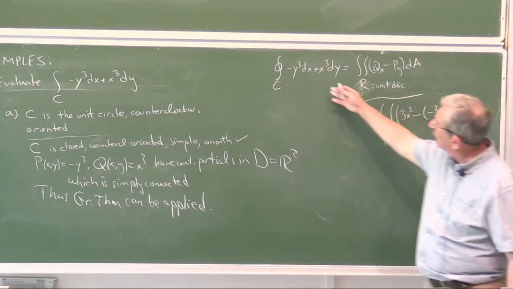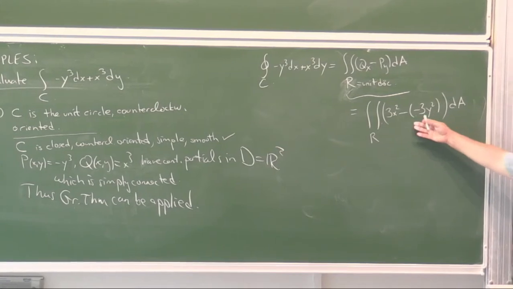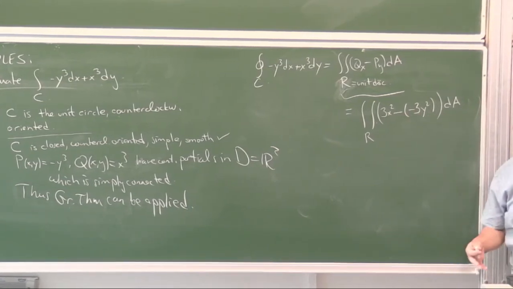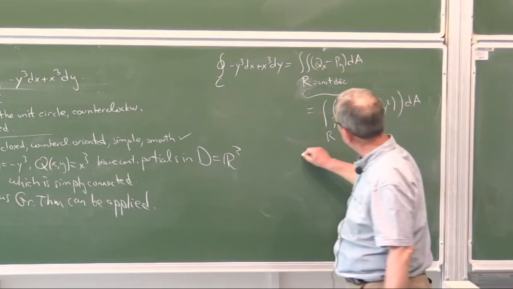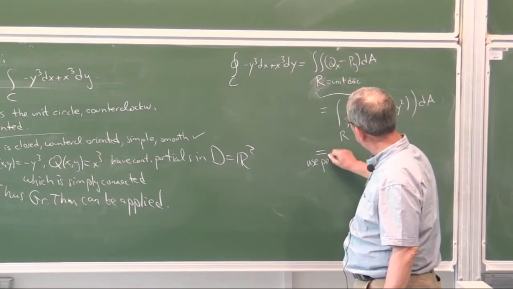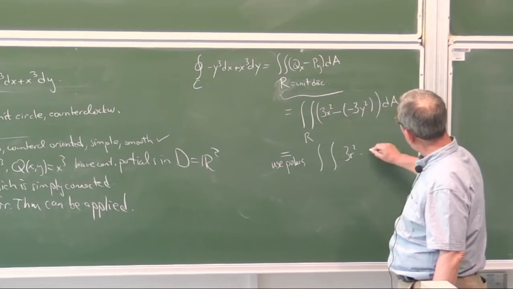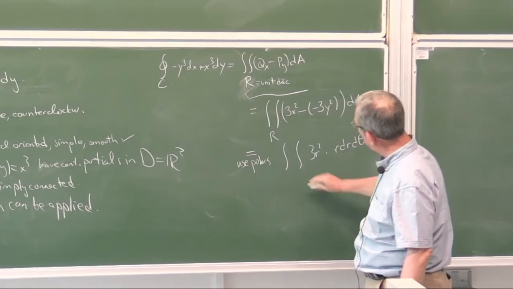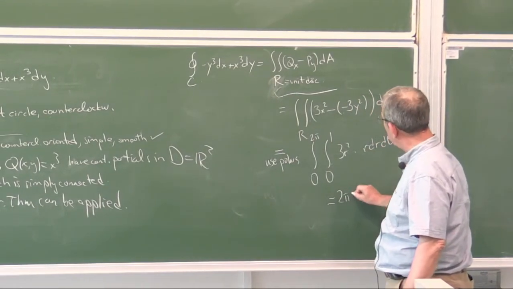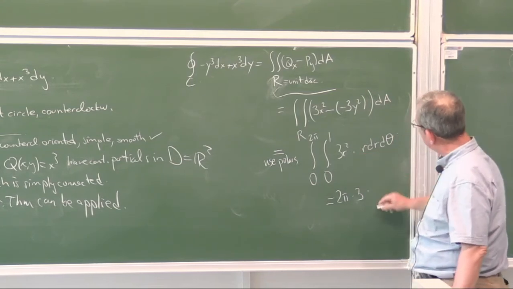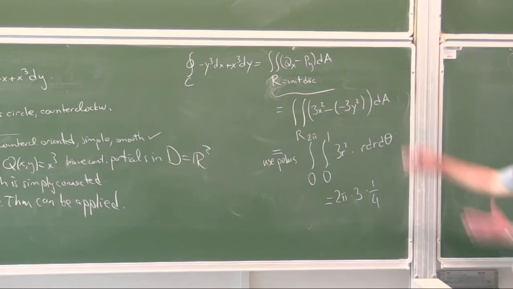Well, if we want to evaluate the double integral, we see that we have 3 times x squared plus y squared, which is a perfect setting for polars. So, use polars. Now this is 3r squared, r dr d theta. We have a unit circle. So we have 2 pi times 3 r to the 4th over 4. So the value of the integral is this.